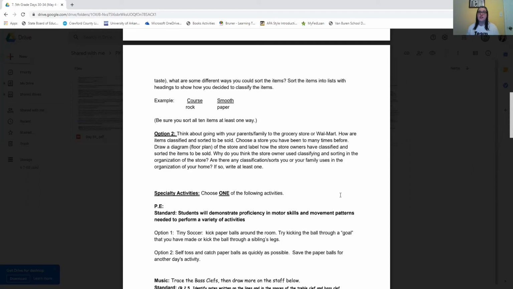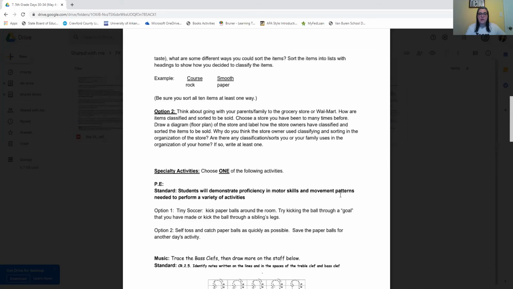So for option 2, just make that paper ball, see how many times you can self-toss it and catch it, and see how fast you can do it. How many times can you do it maybe in 30 seconds? How many times can you do it in a minute? Maybe can you do 2 at once? So challenge yourself, see what you can do. That's if you choose to do PE today.